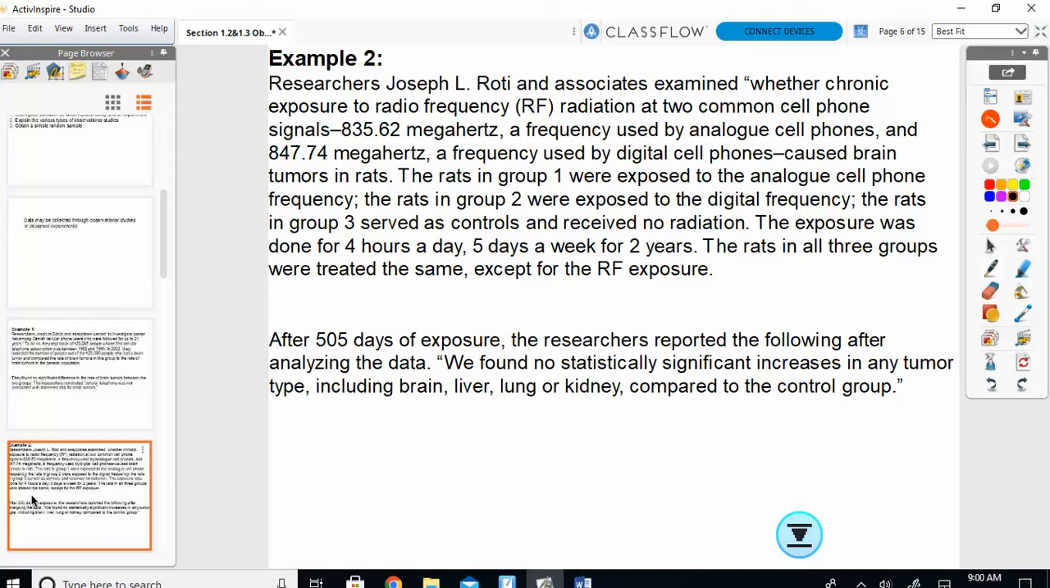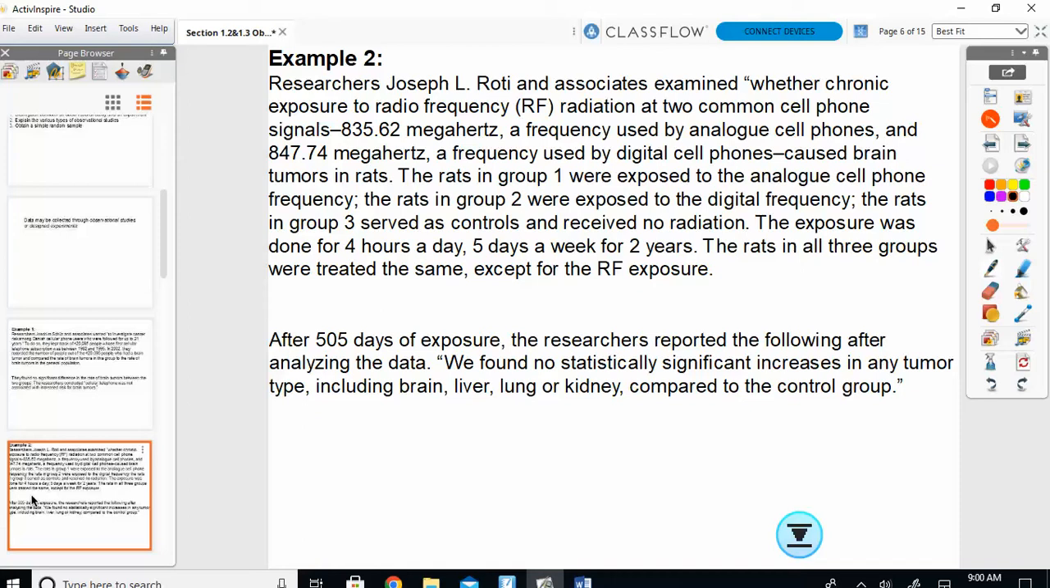So they did this 4 hours a day, 5 days a week for 2 years, and they kept everything else the same, except the amount of radiation they were exposed to. So after 505 days, they reported, we found no statistically significant increase in any tumor type, including brain, liver, lung, or kidney compared to the control group. So is this an observational study or designed experiment?